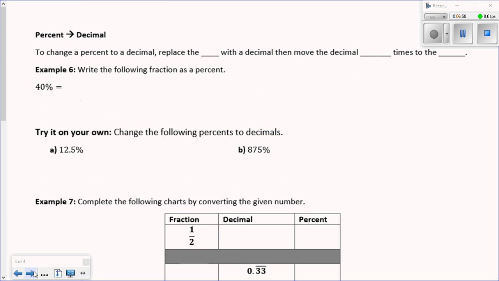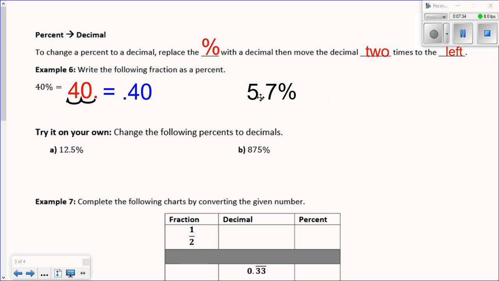And finally, to change a percent to a decimal, we're just going to replace the percent sign with a decimal point and then move that decimal point over 2 spaces, but this time to the left. Okay, so write 40% as a decimal. We've got 40, I just changed the percent sign to a decimal point, and I'm going to move it over 2 spaces to the left. So now it's in front of the 4, giving me 0.4 or 0.40. Either one's correct.